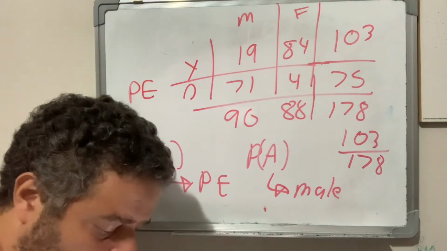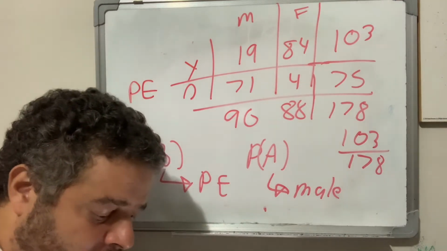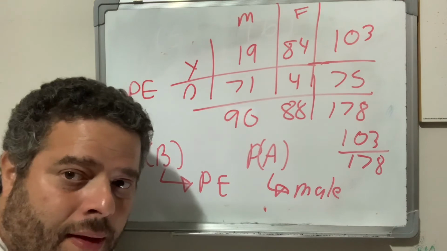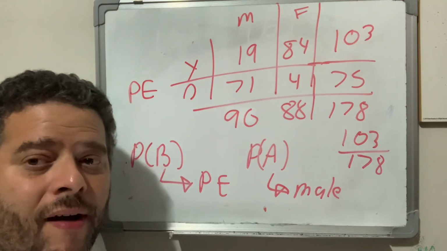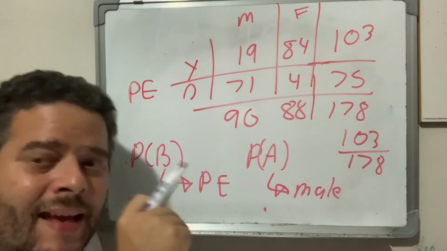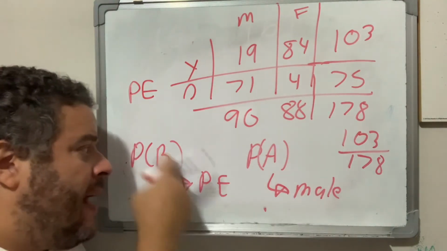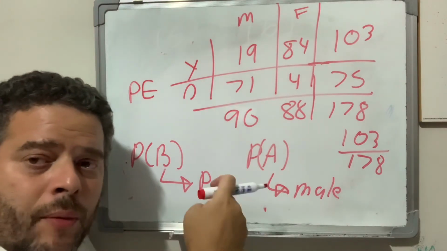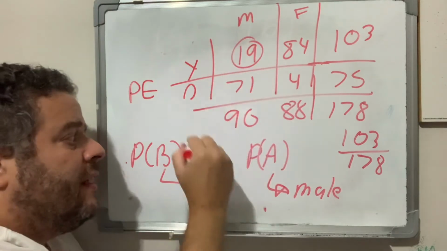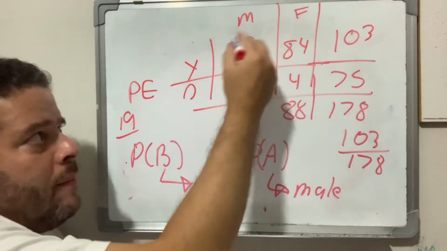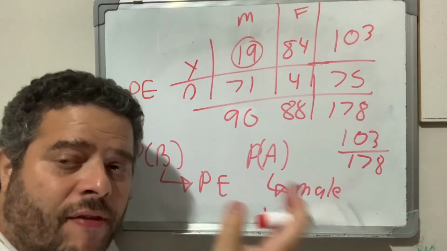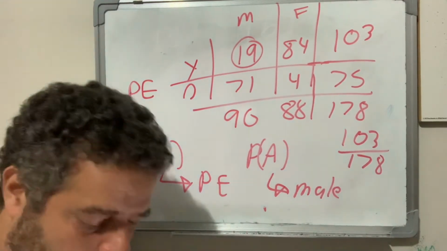Now, let's go over the second one. Find A and B. That means that you have to qualify for both A and B. It has to have both A and B, A being male and B being a pierced ear. So the probability of finding a male with a pierced ear is 19, those are my favorable outcomes, over 178. You divide that, and that's going to give you the probability.